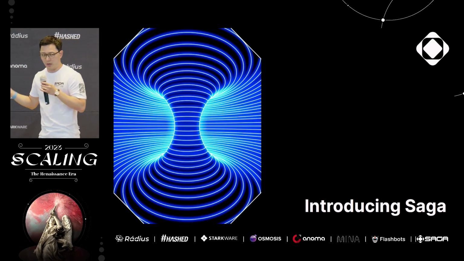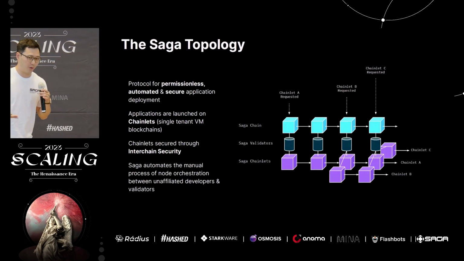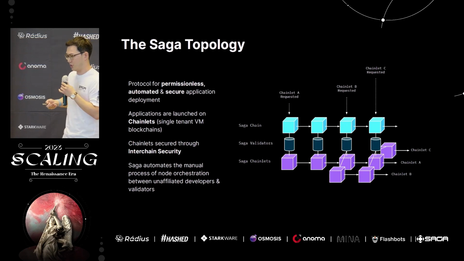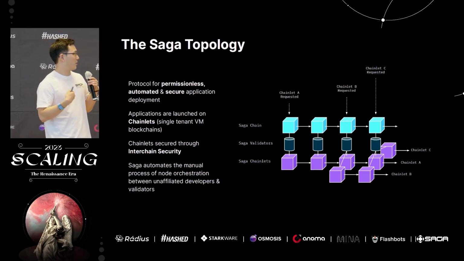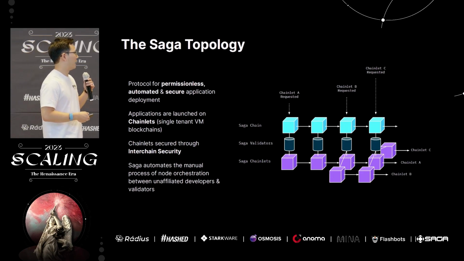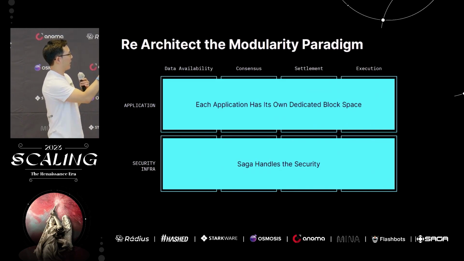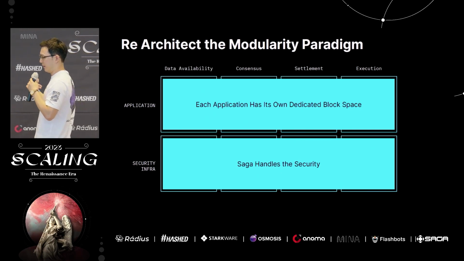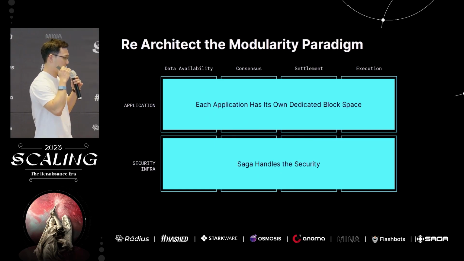So this is where Saga comes in, and I guess this is where a little bit of the shilling starts. Essentially, we're a platform that solves the security layer and allows developers to launch application chains easily. So what is Saga? Saga is a protocol for permissionless, automated, and secure application deployment. Essentially, it's a chain to launch chains. The protocol handles the entire security layer at the bottom, and it allows applications to have their own dedicated block space. It's as if you made a transaction saying, deploy a chain for me, and within a few seconds a new chain is instantiated.